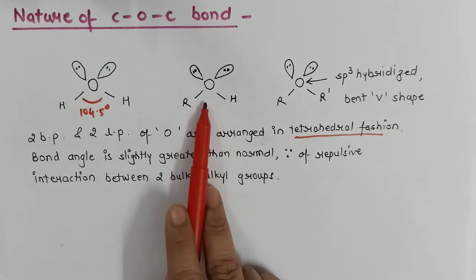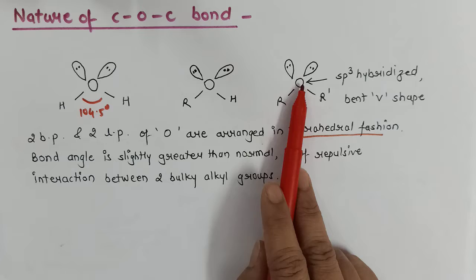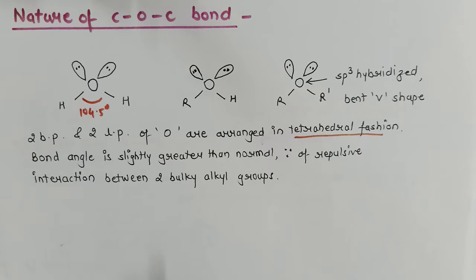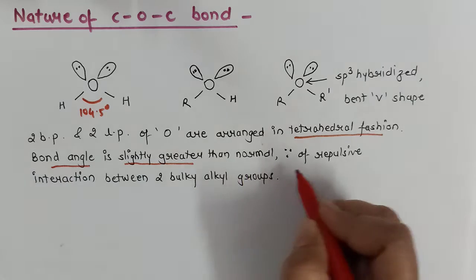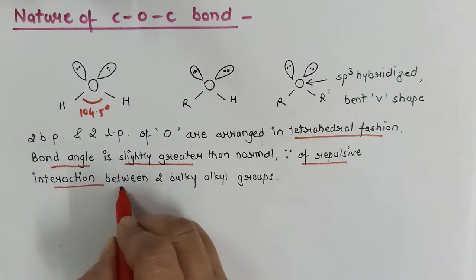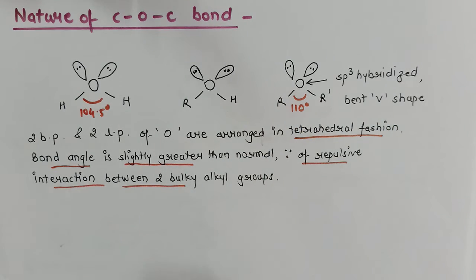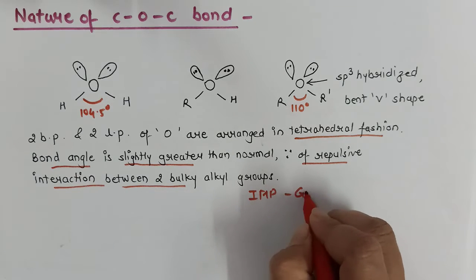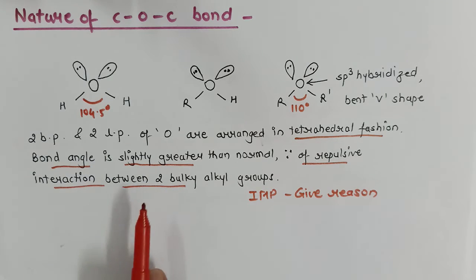And this is also the case for alcohol, which we have already seen in our last videos. Now, coming to ether, this ethereal oxygen is attached to two bulky alkyl groups, and these bulky alkyl groups produce a repulsive interaction. As a result, the bond angle in ether is greater than normal. Now how much? The bond angle goes to approximately 110 degrees. So this is one of the important give-reason questions: why is the bond angle in ether slightly greater than the normal tetrahedral bond angle?